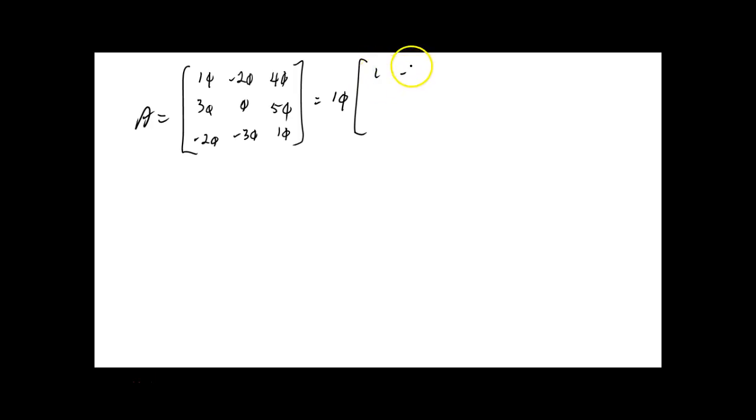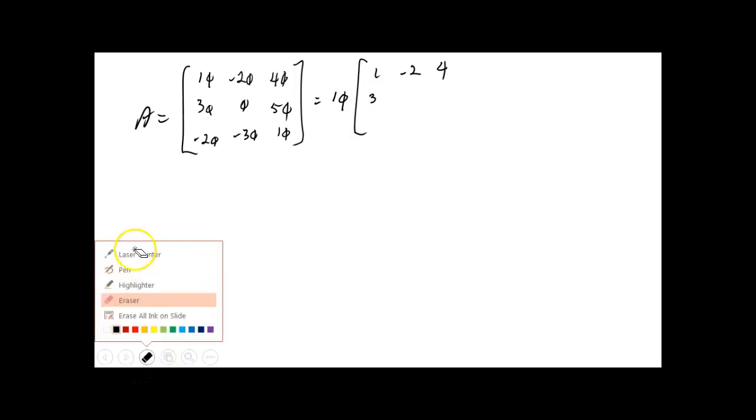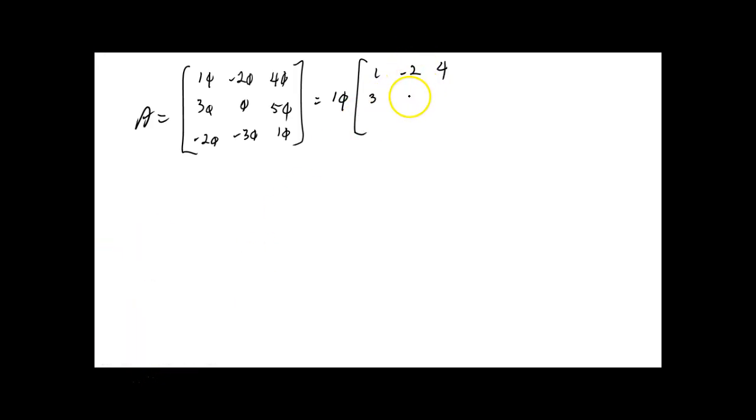1, negative 2, 4, 3, 0, 5, negative 2, negative 3, 1. Oh, 3. Goodness gracious. Brain's not working. Okay. Now, I'm at least a little more pleasantly disposed to do that one.